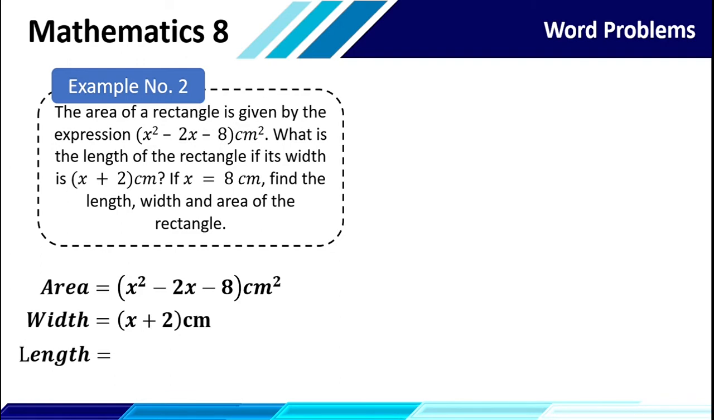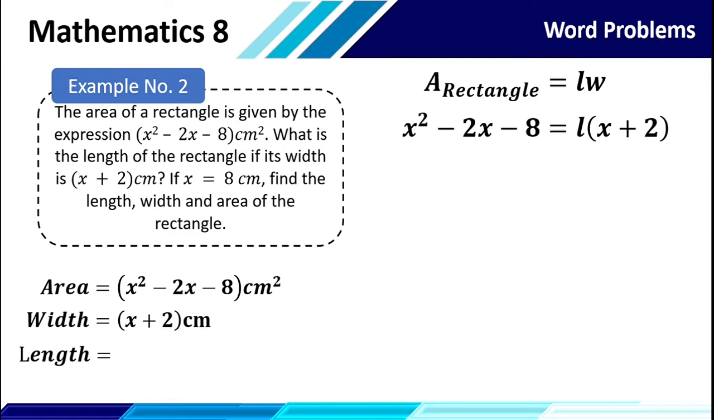In this given problem, we have the area denoted as x squared minus 2x minus 8 centimeters squared and width represented as x plus 2 centimeters. We know that the area of a rectangle is given by length times width, and the area x squared minus 2x minus 8 is equal to length, which is missing, times width, represented as x plus 2.